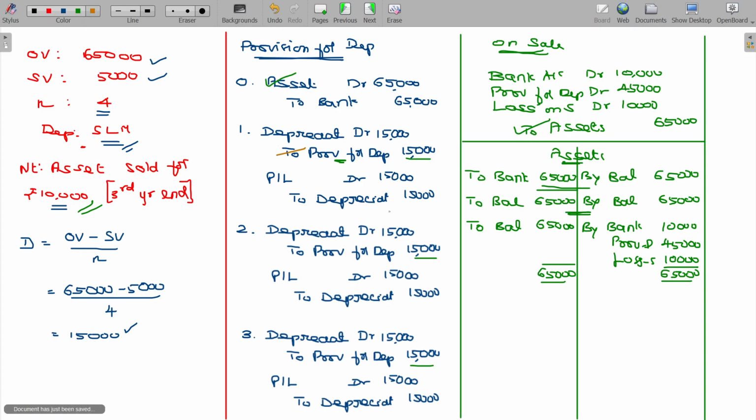Now how do we post the provision for depreciation account, sir? We are not creating the depreciation account, provision for depreciation. Right. In provision for depreciation account, very first year by depreciation. Now the question is, will that be closed by the end of year? No, it will be balanced. To balance carried on, and by balance brought down.